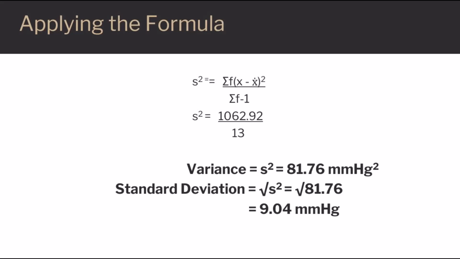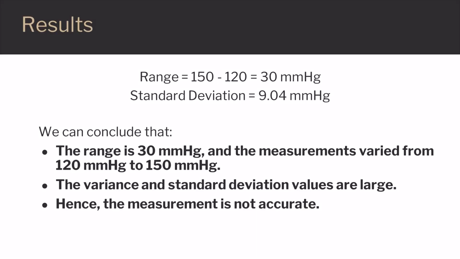So what can we conclude? We found that these values varied from 120 to 150 millimeter mercury. The standard deviation is large, considering that we would like blood pressure measurements to be consistent, so the measurement is not accurate.